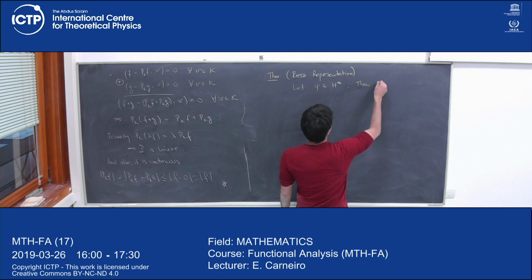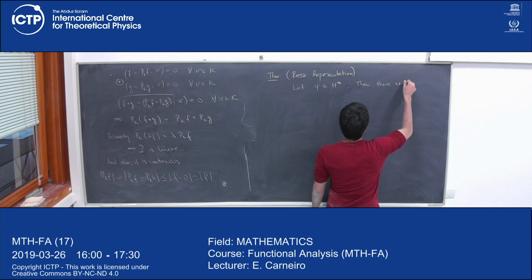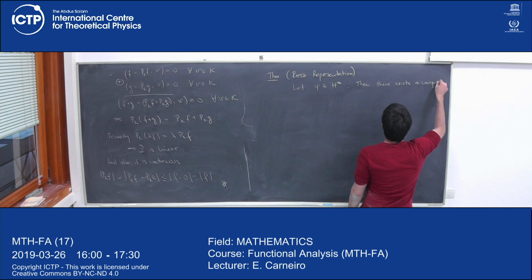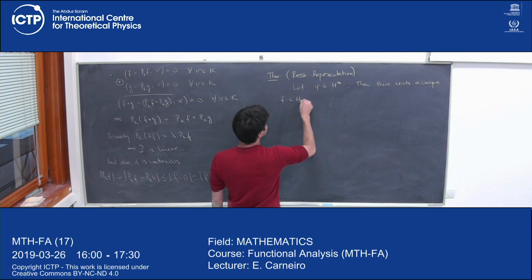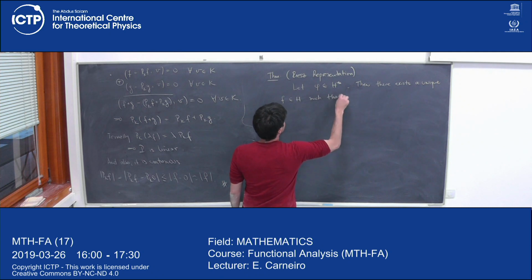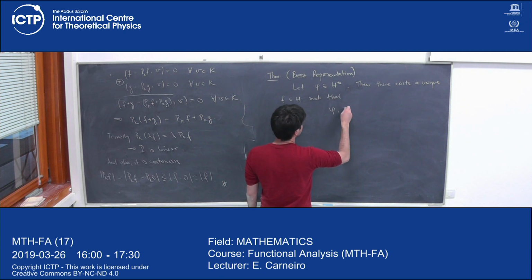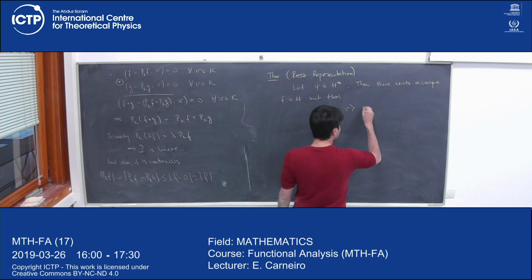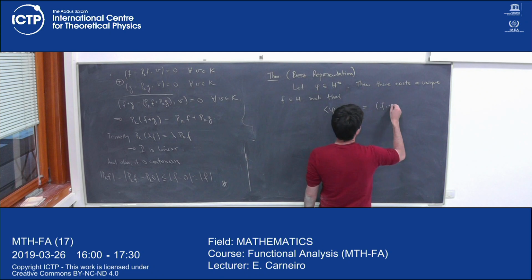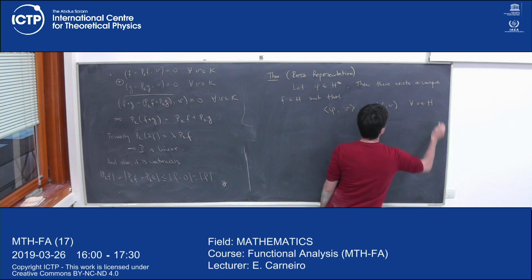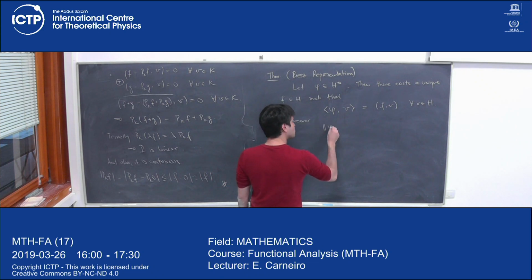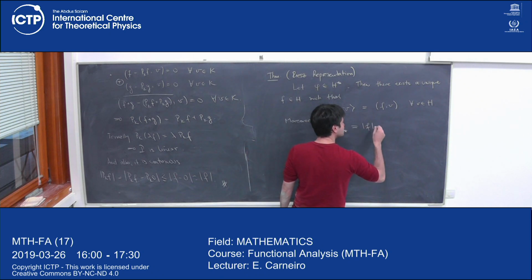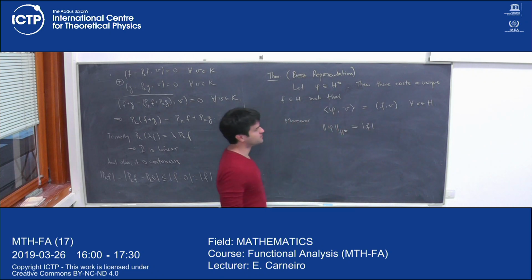Then there exists a unique F in the Hilbert space such that phi acting on v is equal to the inner product of F and v for all v in the Hilbert space. Moreover, the norm of phi in the dual space is equal to the norm of F in the Hilbert space.